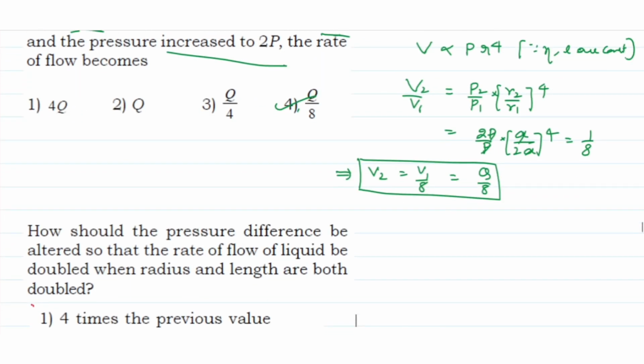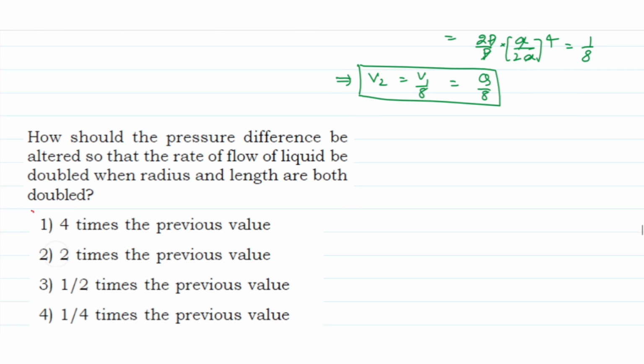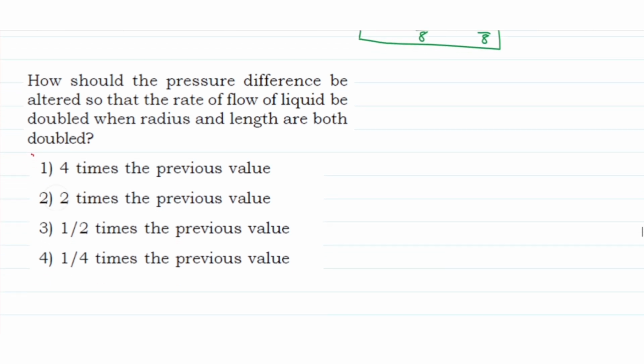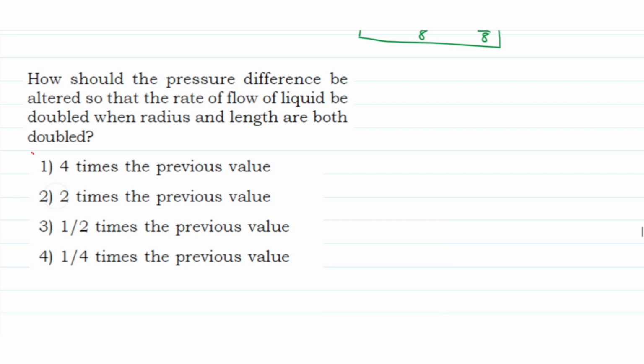Now look at the next question. How should the pressure difference be altered so that the rate of flow of the liquid is doubled, when the radius and length are doubled, they are asking. So when the pressure difference is altered, the rate of flow of the liquid will be doubled, and the length will be doubled. That means, by how many times do you have to decrease the pressure?